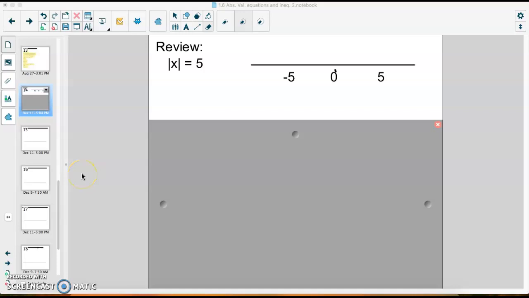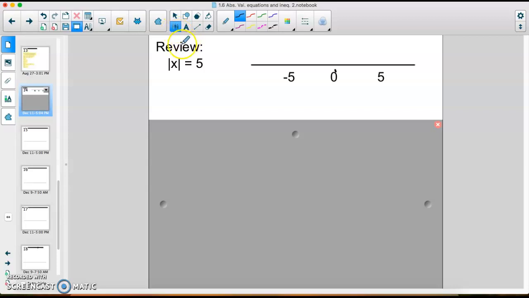All right, welcome back to day 2 of 1.6. Today we're going to use absolute values, and then we're also going to use them along with inequalities here. So a quick review from yesterday.